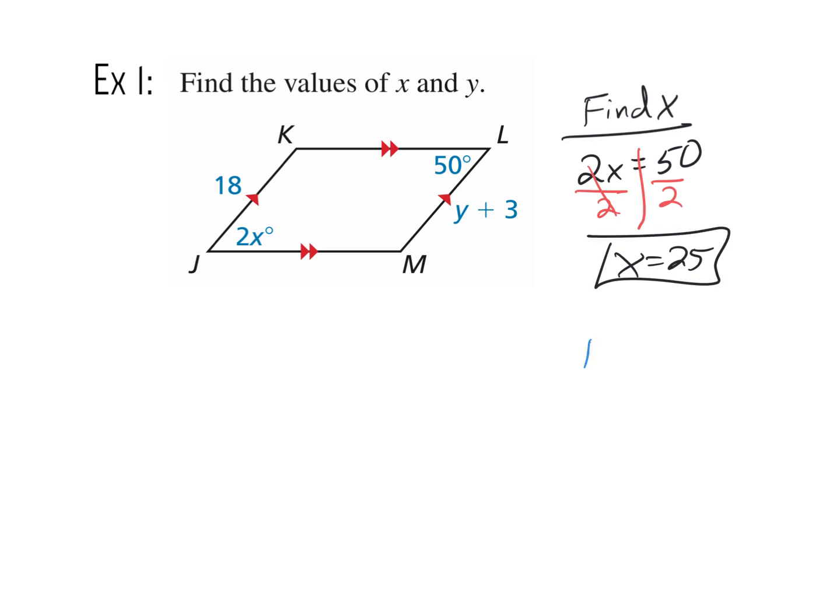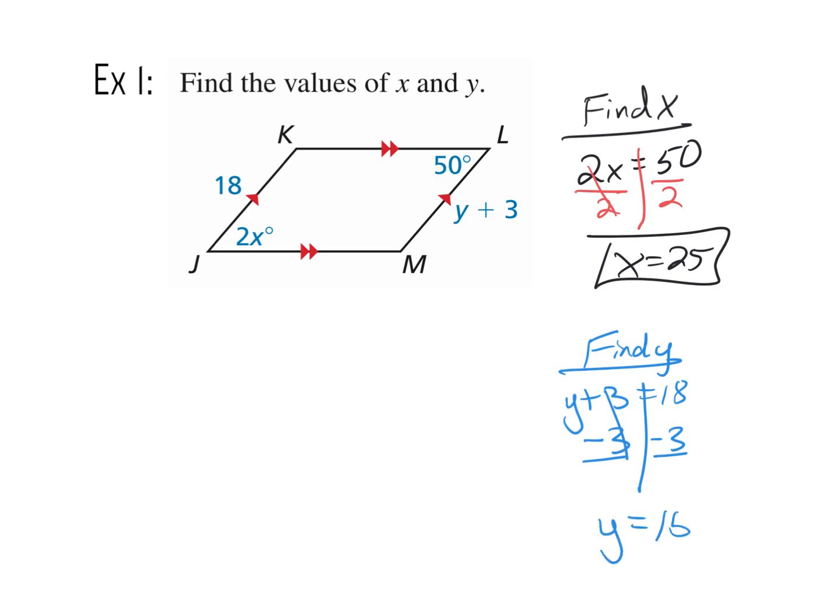All right, next one, we're going to find y. So Roman, when I look at 18 and y plus 3, those are opposite sides, right? Opposite sides are what with each other? Congruent. So tell me how to write that equation. Y plus 3 equals 18. All right, Shelby, how do I solve for y here? We're going to subtract 3. And what does that give you? 15.